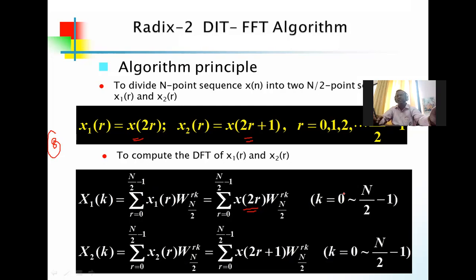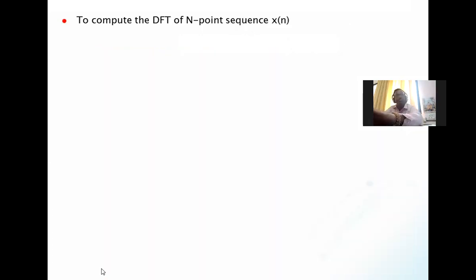So what does it mean? If it is 8-point, 0 to 8 by 2 minus 1, that is 4 minus 1, मतलब 0 to 3 तक अपना वैल्यू क्या रहेगा, even number रहेगा, and the further values will be for the odd numbers, that is from 4 to 7, the values will be the odd part, right? So that's how we are calculating the DFT for the even sequence and the DFT for the odd sequence.